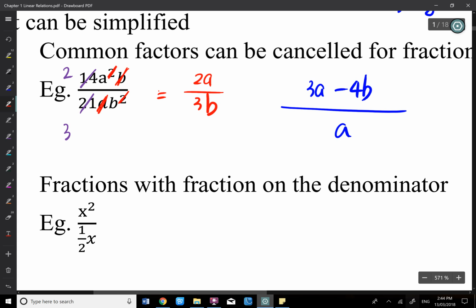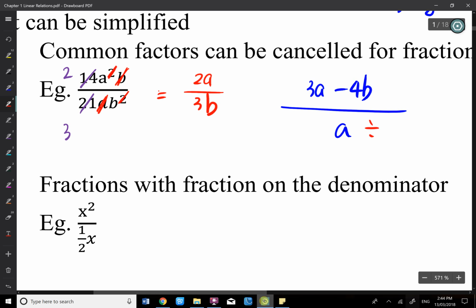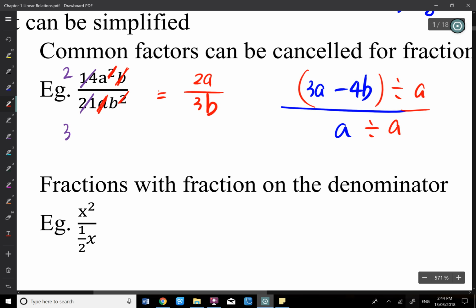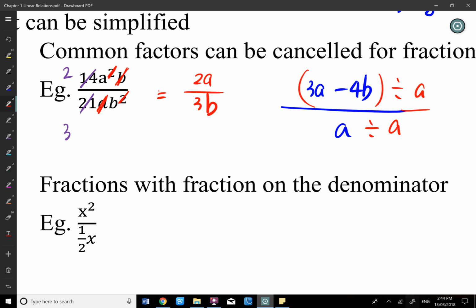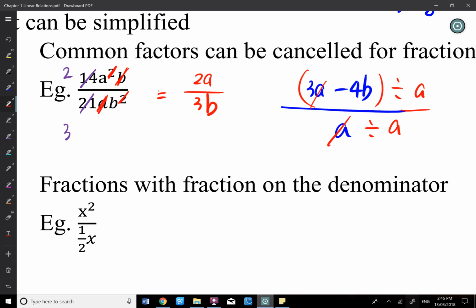We can divide or times a number on both top and bottom to keep the fraction the same. If I divide by a here, I need to also divide by a on top, right? But this a can only be cancelled with the 3a, not the b. It is 3a divided by a and 4b divided by a. You can't simplify it. If you only cancel the a and a here, you only consider one term, not the other one.